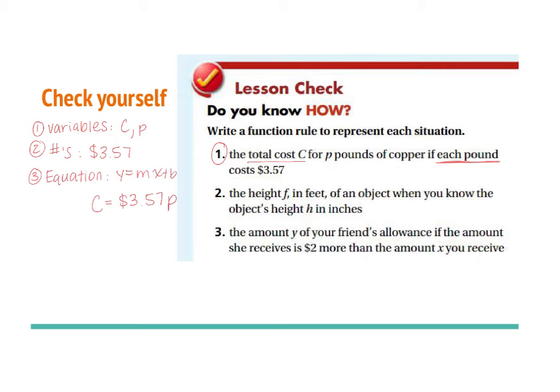So in this case, our B, right, is 0. Okay? In this case, our B equals 0. So we just leave it as C equals $3.57 times P.